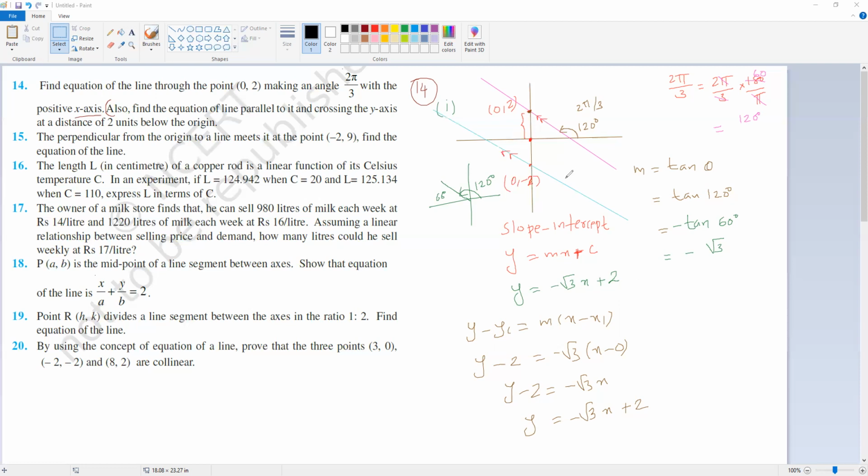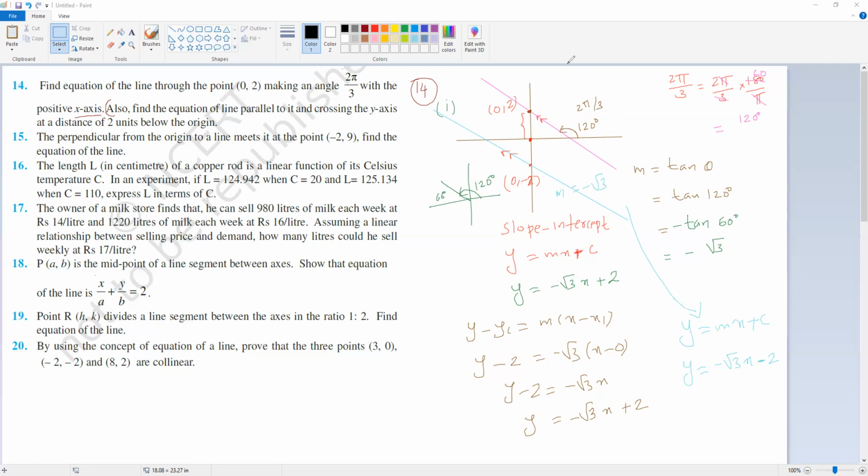The slope will be the same. So what will be the slope of this one also? Minus root 3. Yes, minus root 3 because the slope is the same. So the equation is y is equal to mx plus c. Y is minus root 3x plus c. C is the y-intercept. What is the y-intercept here? Minus 2. Isn't it? So we got the equation: y is equal to minus root 3x minus 2.